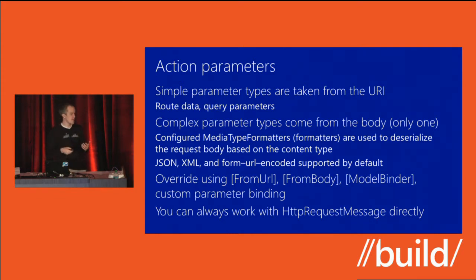Media type formatter is a component that can handle a particular content type and produce an object out of it. And it also has the ability to go the other direction. It can take an object and format out that object in that particular content type. And they're symmetric. You can use them on the client or on the server.